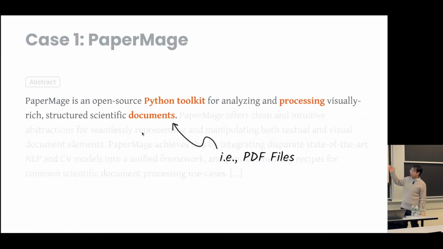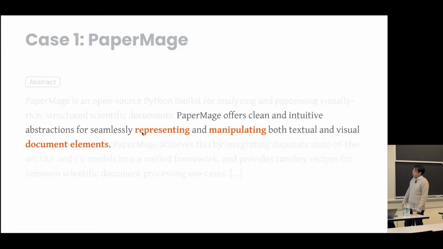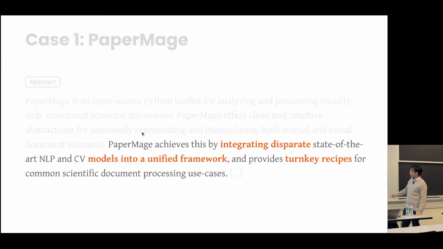I don't want you to spend that much effort, but I just want to create this explanation for you, which is, okay, PaperMage is an open source Python toolkit for analyzing and processing visually rich structured scientific documents. Okay, this is a Python toolkit for processing documents, that is PDF files, right? And then PaperMage offers clean and intuitive abstractions for seamlessly representing and manipulating both textual and visual document elements. So here, basically, the Python toolkit can represent and manipulate the document elements. Okay. Finally, PaperMage achieves this by integrating disparate state-of-the-art NLP and CV models into a unified framework and provides turnkey recipe for common scientific document processing use cases, right?